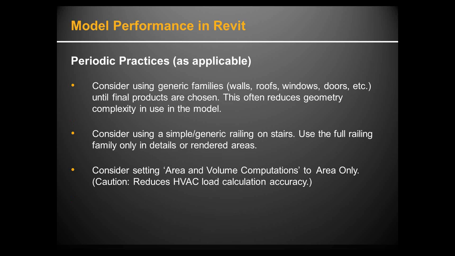Consider using generic families until the final product is chosen. So if you put in some furniture, it might be this chair, it might be another one. I like this one for now, but it's probably going to change. Well, maybe just use a simple one until you know for sure, or at the end of the project, and then swap in the complex specific family, keeping the generic ones in there as long as possible.